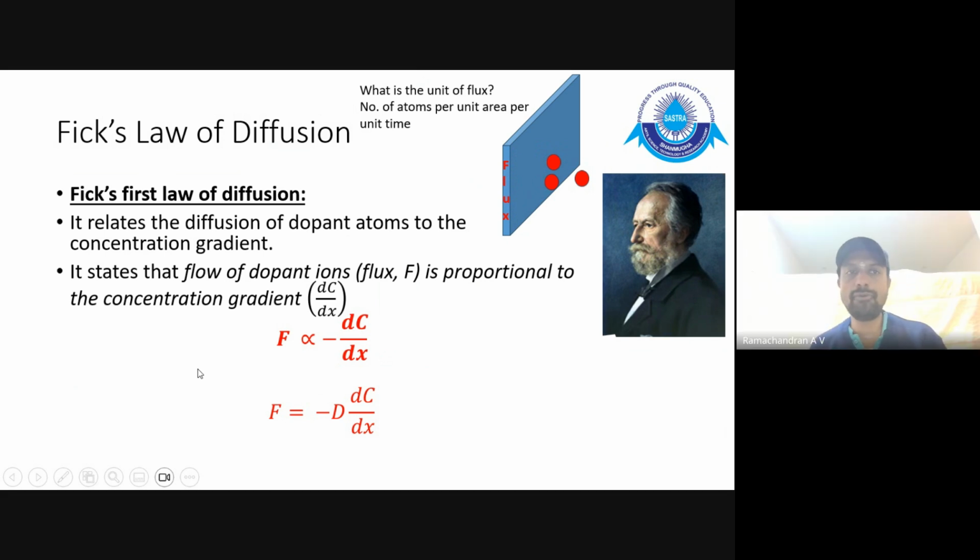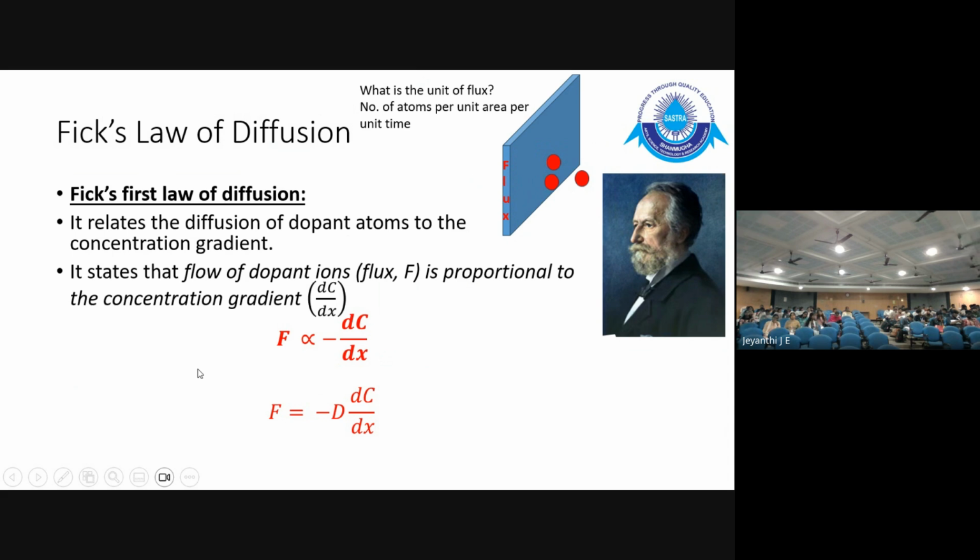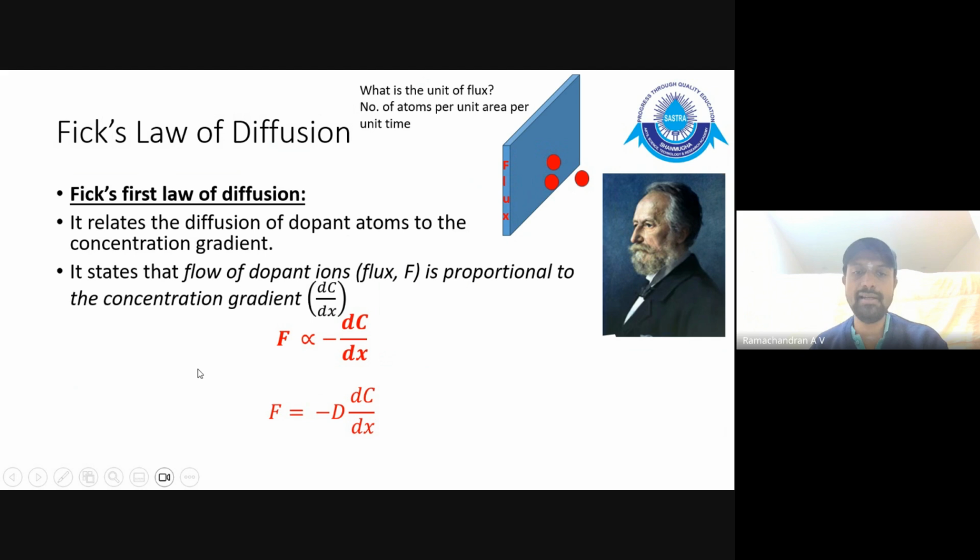Okay, done. Anyone found what is the unit of diffusivity? Meter square per second. Yeah, very good. Centimeter square per second. Very good. So that's the unit of diffusivity. And now you can see here, actual concentration will be something like this. We'll be learning about them.